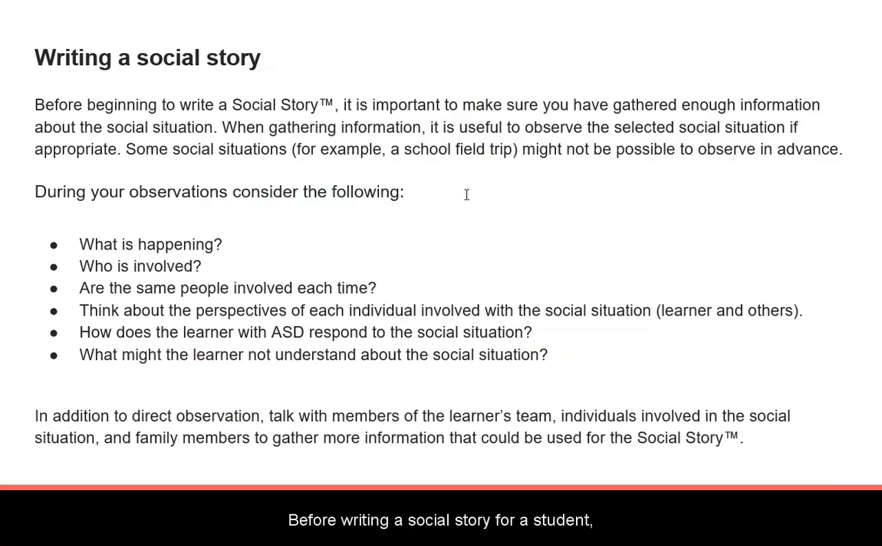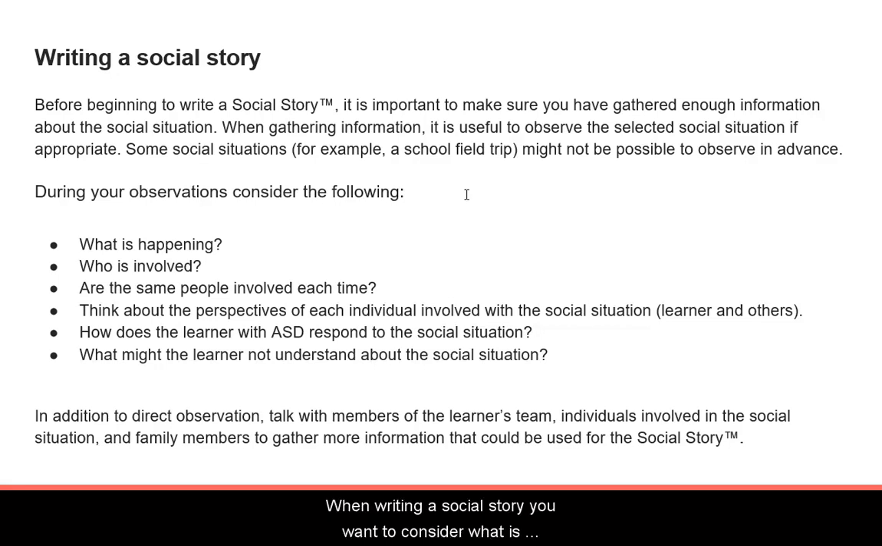Before writing a social story for a student, it is important to have all the important information about the specific social situation. If you are able to, it is best to have the opportunity to observe the situation yourself. Some social situations, such as a class field trip, will be a new situation for the student and not be able to be observed in advance. A social story would still be beneficial in order to prepare the student for the event and expectations surrounding that event.